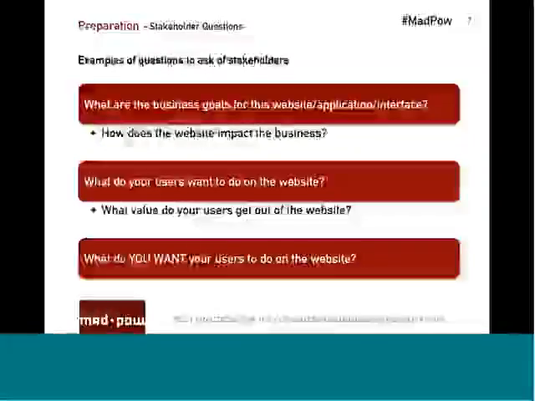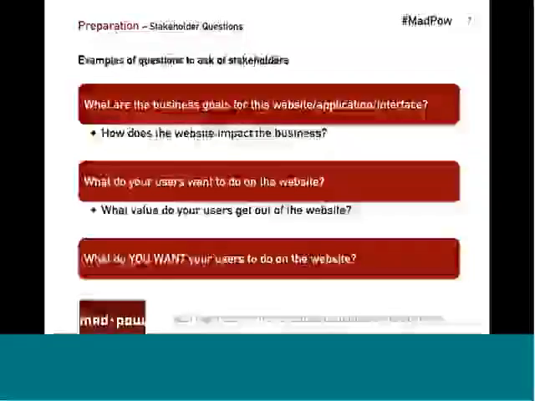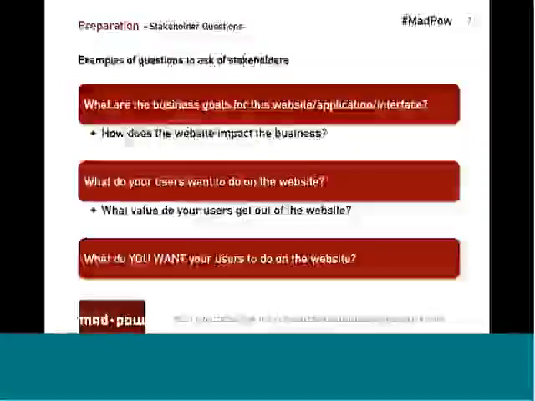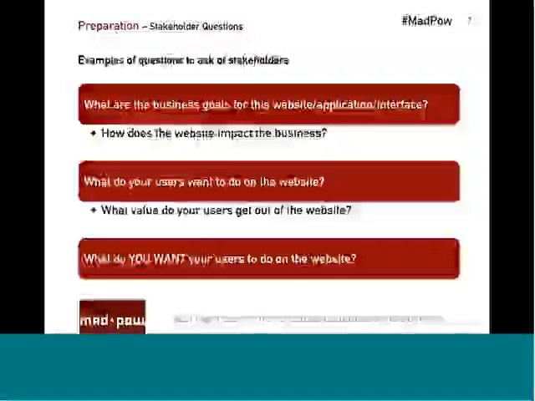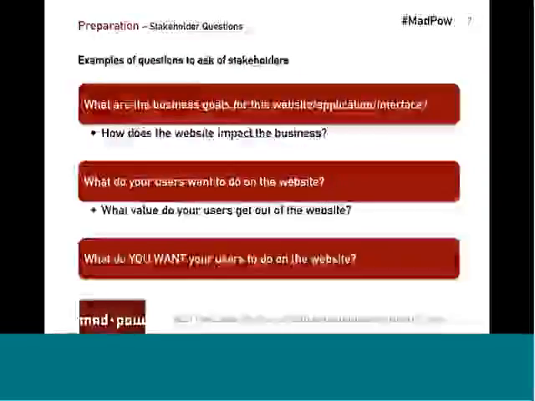And then finally here, what do the stakeholders want users to do on the site? And there could be a delta between what the users want to do and what the stakeholders want users to do. And that delta, the difference between what the stakeholders want and what the users want, can be a very important distinction. So asking that question up front and then validating with the users in the room can be very important.